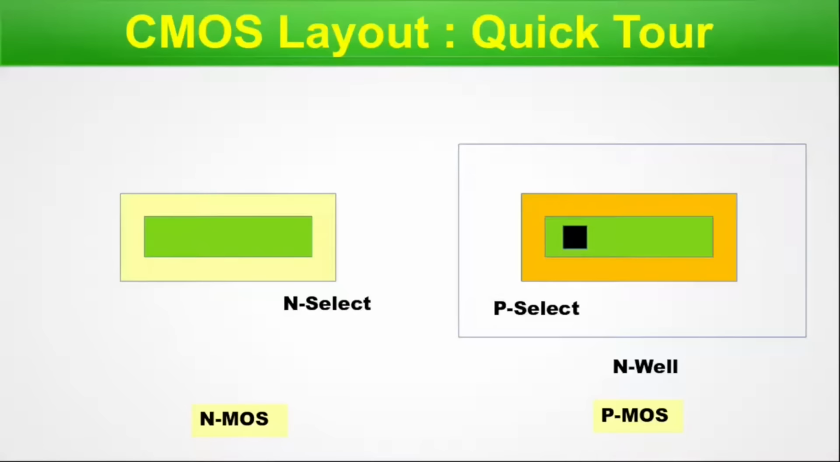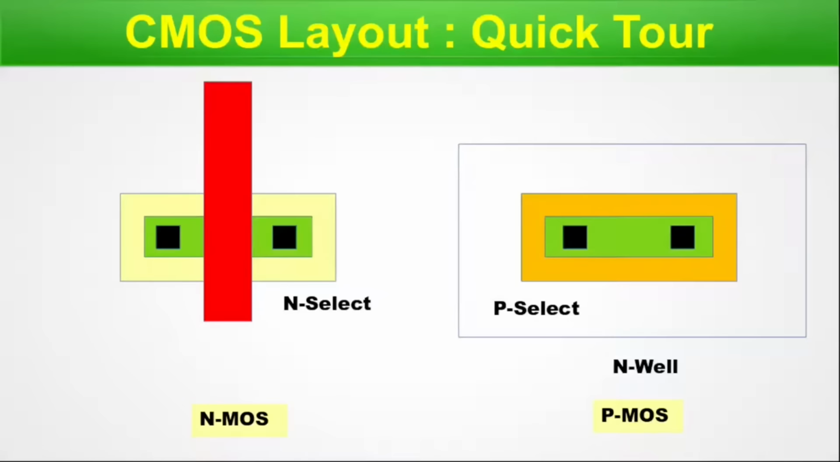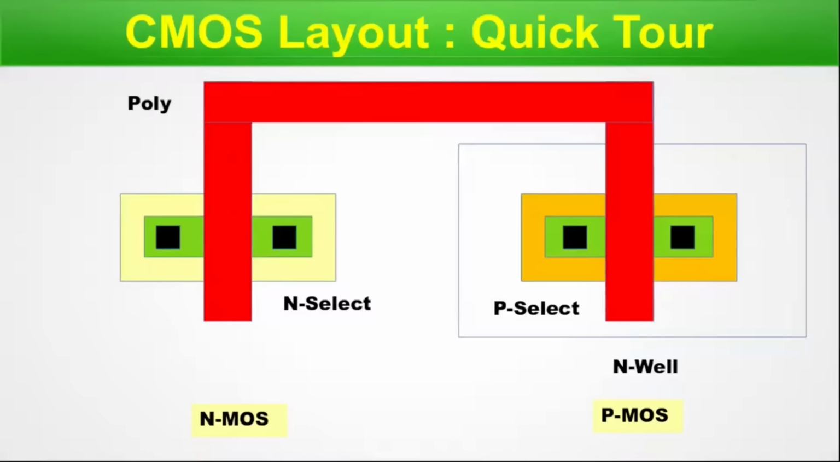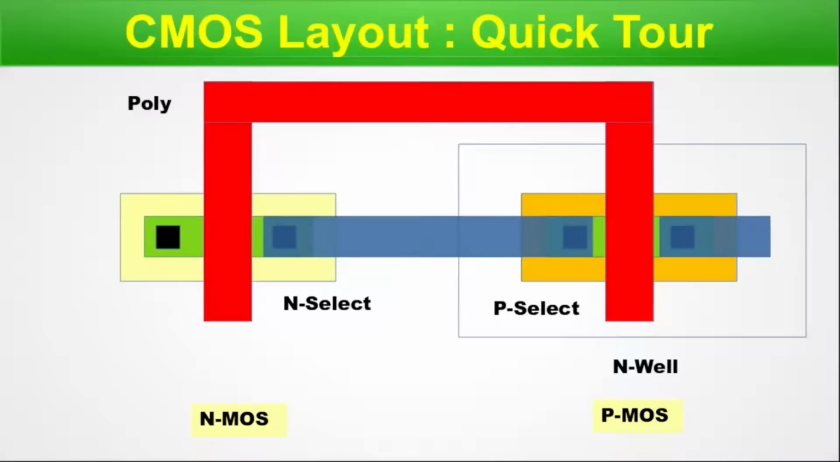For the PMOS, we create the source and drain contacts. Similarly, for the N select, we introduce the source and drain contacts for the NMOS. Then we create the poly gate to connect them. Next, we will connect source and drain of the PMOS and NMOS. This goes to VDD and this goes to ground. And from here, we will take the output. Input will be in the poly. So this is the basic CMOS layout.